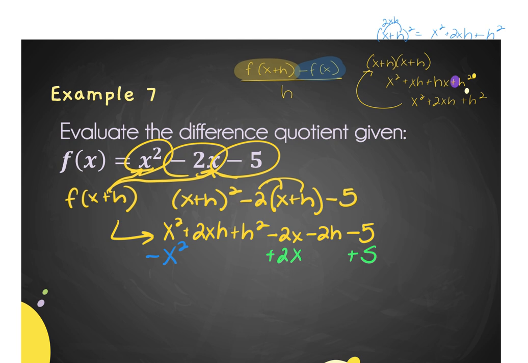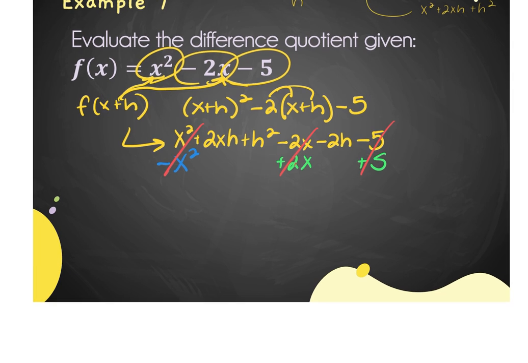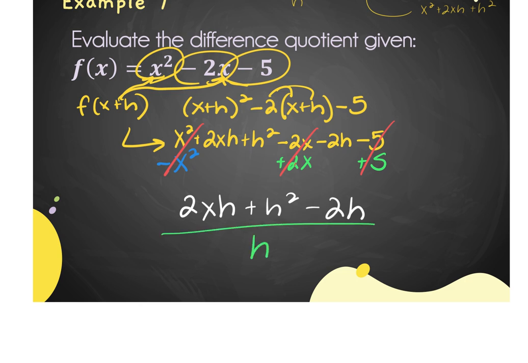Now, these are going to cancel, these are going to cancel, and these are going to cancel. And remember I said if you do it right, then after that step, nothing that doesn't have an h should remain. So everything that's left should have an h. 2xh plus h squared minus 2h. Every term has an h on it. And what's the last step? Divide by h. So this is going to go into here, take away one of these, and go away from here. And this time my answer is 2x plus h minus 2.